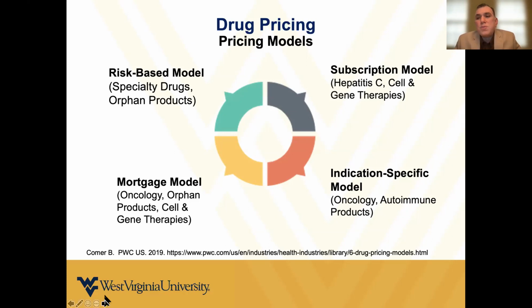What I present here are 4 models, but clearly there are more than 4 models out there. But I thought these were some unique and interesting models that I can discuss very briefly, and talk a little bit more about each of these. So the first one is the risk-based model. I was a graduate student when I heard about Januvia and the outcomes-based model that the company had launched, and I was so fascinated by this whole model.